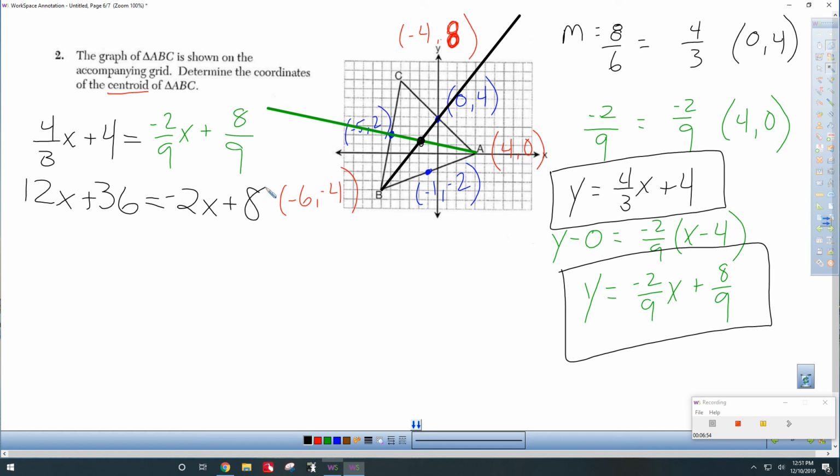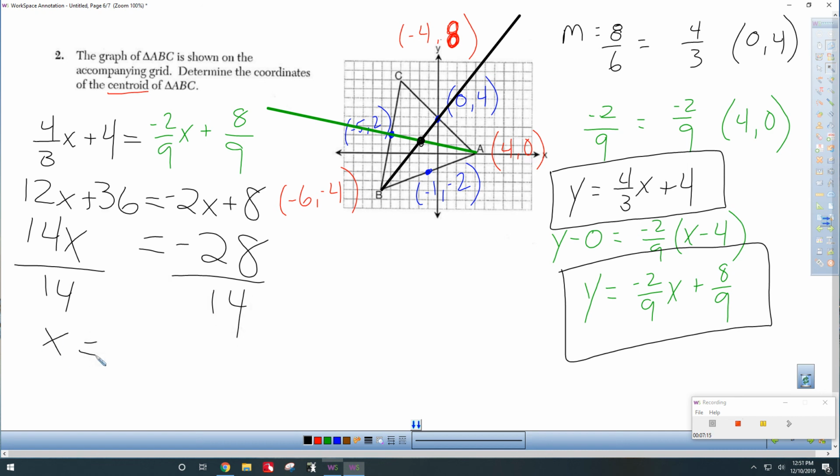Okay. Add 2x, you get 14x. Subtract 36. What's 8 minus 36? Negative 28. Oh, look at that. I thought this one was nasty, but maybe I'm wrong. Divide each side by 14. And you get x equals negative 2. Plug it back into either one.